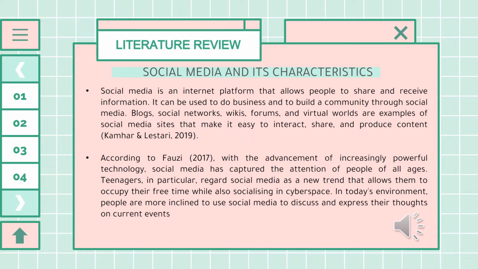Next, we go to the literature review that is related to the study. First, social media and its characteristics. Social media is an internet platform that allows people to share and receive information. It can be used to do business and to build a community. Blogs, social networks, wikis, forums, and virtual worlds are examples of social media sites that make it easy to interact, share, and produce content. According to Fauzi 2017, with the advancement of increasingly powerful technology, social media has captured the attention of people of all ages.